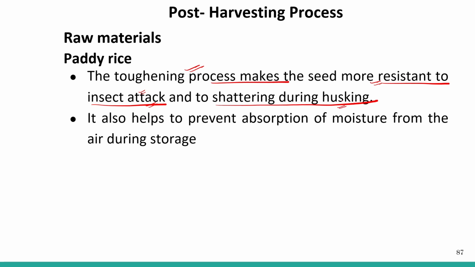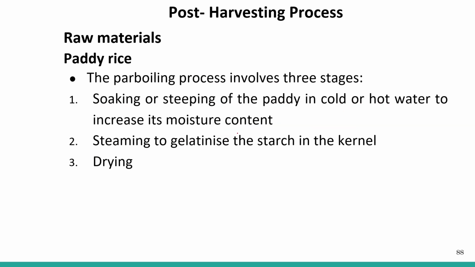the husking. But when you remove the husk, there is a great chance that the seed can get attacked by the insect. So it also helps to prevent absorption of moisture from air during the storage, and during the storage it also absorbs the moisture. The parboiling process involves three stages. So what are those stages?